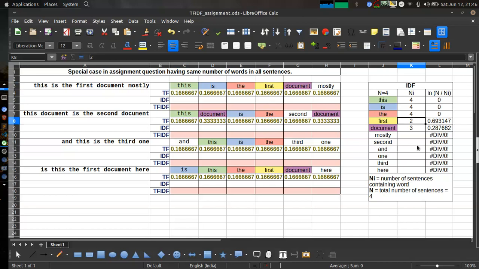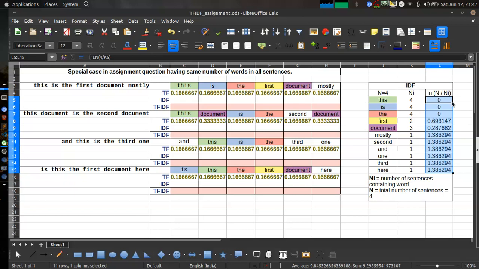Okay, so let's calculate for everything. Mostly is occurring just in one sentence, right? Second is also occurring in one sentence, and is also occurring in one sentence, in the third sentence, right? And here is also occurring in one sentence, correct? The first is occurring in two sentences. Okay, so any doubt, guys, how we have calculated this idf? It is simple, right? Total number of sentences divided by the number of sentences that contain the word, and take the natural logarithm. It is inverse document frequency.